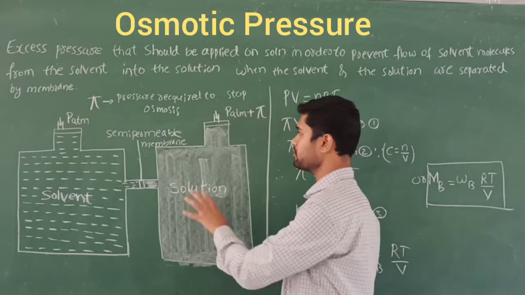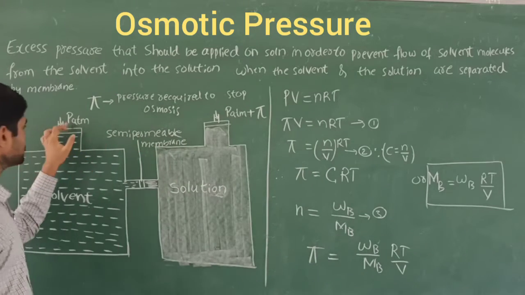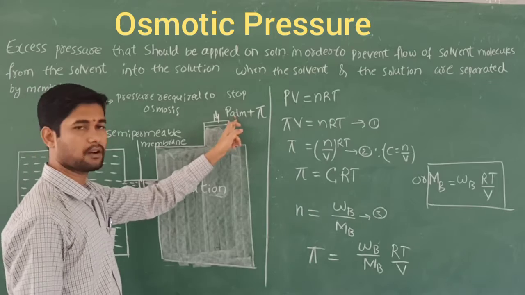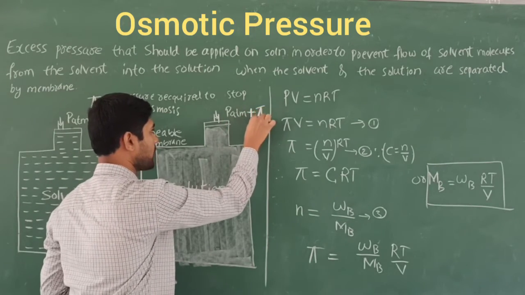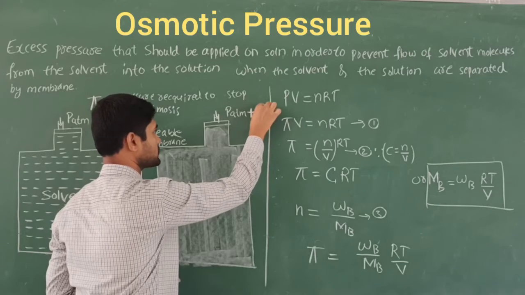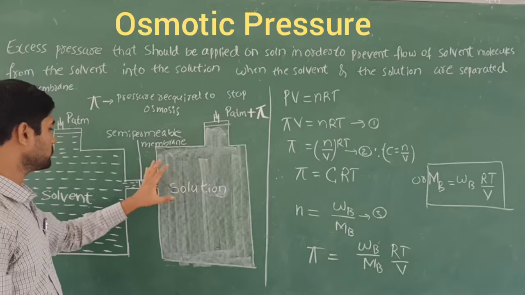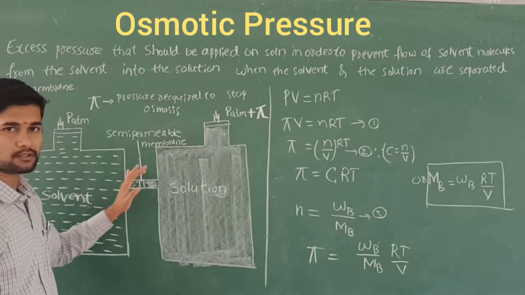But here what happens, we are going to apply the excess pressure. So this is called P, ATM, which is nothing but normal atmospheric pressure, right? This is also normal atmospheric pressure. So extra what I am going to do here, extra means I am going to apply this extra pressure. That extra pressure we are going to call the osmotic pressure. When you apply this, we are going to stop this osmosis process. That is called osmotic pressure.